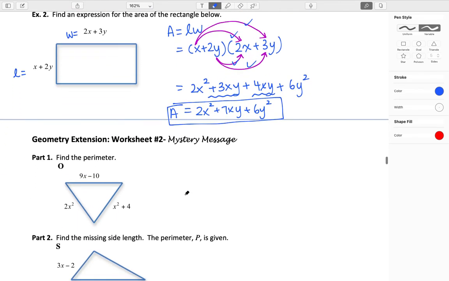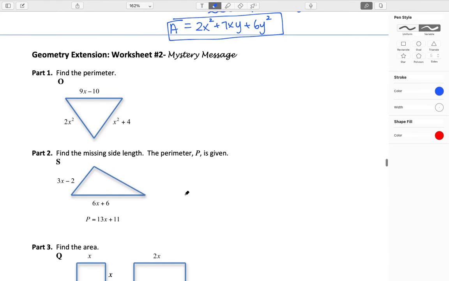Now this worksheet number 2 is just an extension. So the answers are posted on the Google Classroom with step-by-step. So I would recommend that you try them sort of like a challenge to yourself. Okay, so we will be incorporating the measurement unit with.